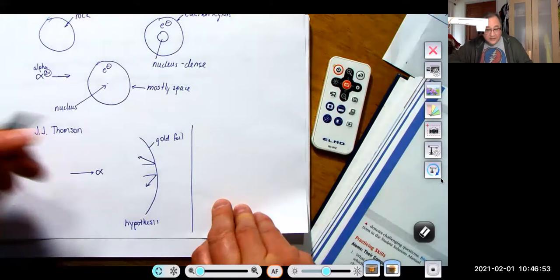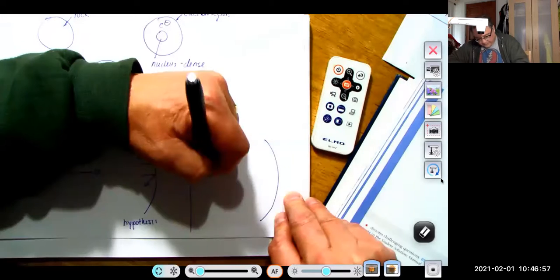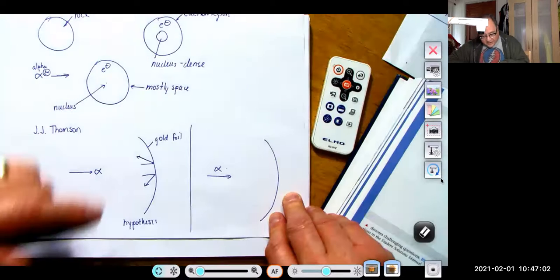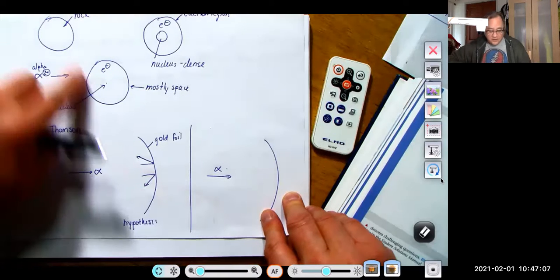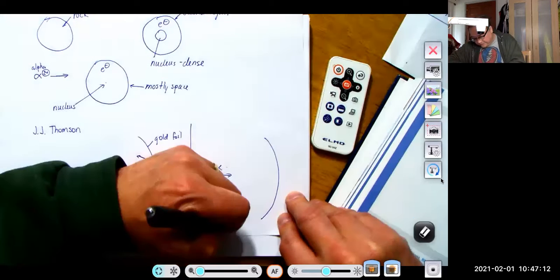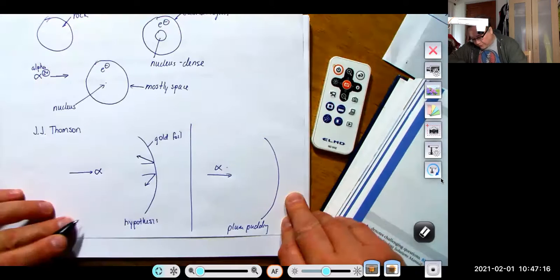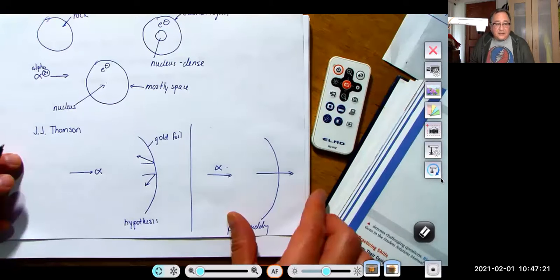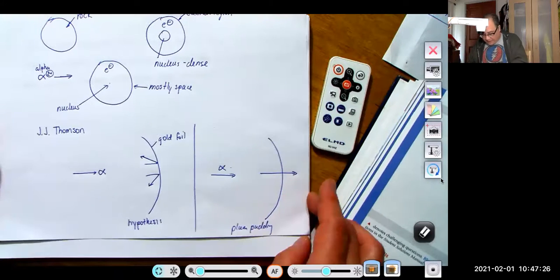In reality, here's what happened. And there was another model that said that atoms were more like plum pudding, which doesn't mean impenetrable. And so here's the plum pudding model. These alpha particles would just go right through, like a bullet ripping through a piece of paper. Okay, so these were the hypotheses.